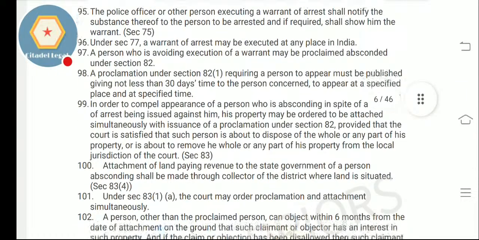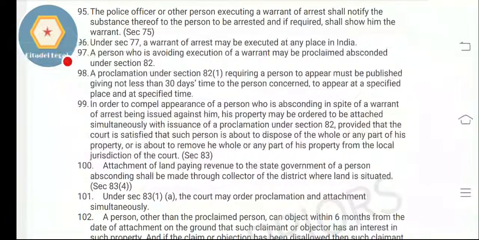Now, in order to compel the appearance of a person who is absconding in spite of a warrant of arrest being issued against him, his property may be ordered to be attached. So if that person still does not come, his property may be ordered to be attached simultaneously with the issuance of a proclamation under section 82, provided that the court is satisfied that the person is about to dispose of the whole or any part of the property, or is about to remove the whole or any part of the property from the local jurisdiction of the court, section 83.